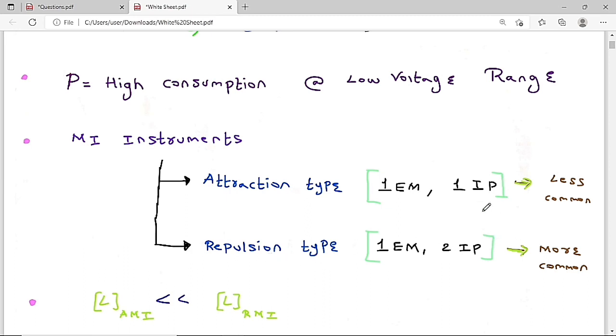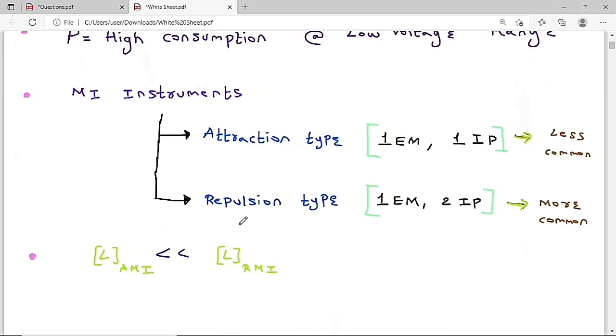Suppose you compare both these moving iron instruments: we can say the repulsion type moving iron instrument is used much more when compared to the attraction type. So it is more common, meaning it is used in very large applications when compared to the attraction type moving iron instrument. So this is more common and this is less common.